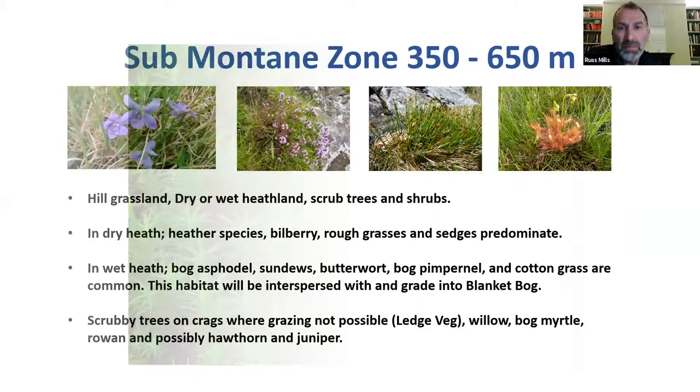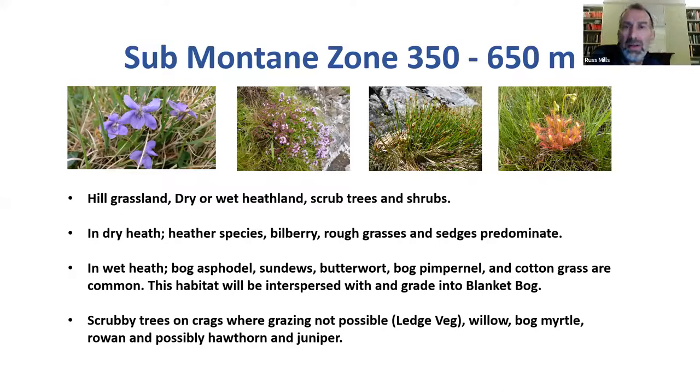So if we move on up, we're going up the mountainside a bit. So we're leaving the valley and we're going up into the lower hills. And the heights for the submontane zone here, 350 to 650 meters, that's generally for the middle to southern part of Ireland. So that would be for the Wicklow Mountains, Galtees, Comeraghs, going south. If you were going up north into Donegal, then this zone would be lower. It may well even be at sea level in some places.